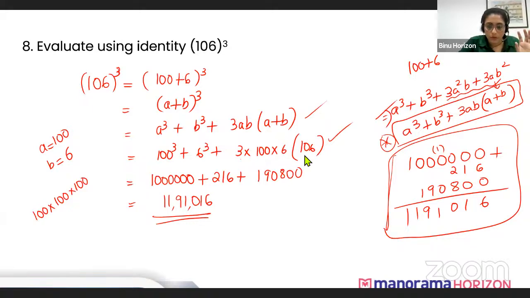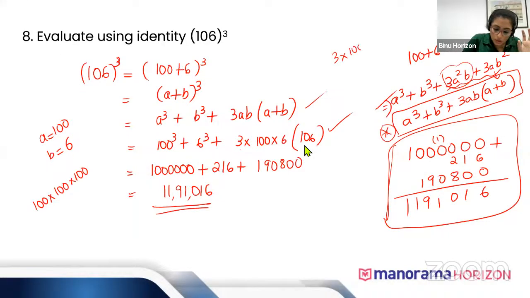Instead, if you take 3a square b, you have to do 3 into 100 square into b, which is 6. Then again 3 into 100 into 6 square. If you're okay with that, you can go with that. But for me, this is the personal favorite equation, 3ab into (a plus b), a little simpler calculation. You can do it in any way. Both equations are correct. The only thing is the final answer should be correct. The teacher needs that.